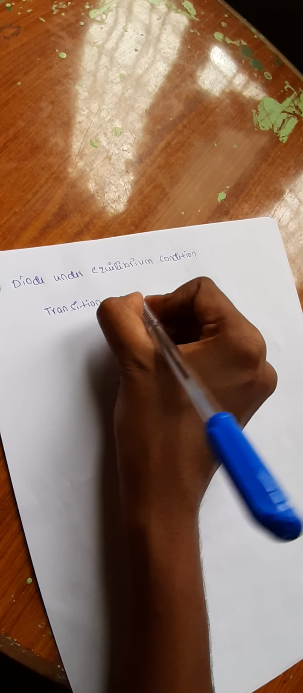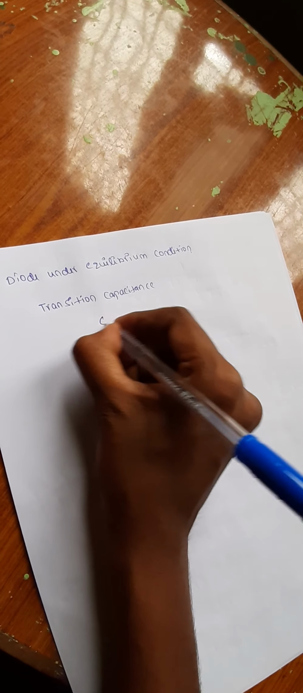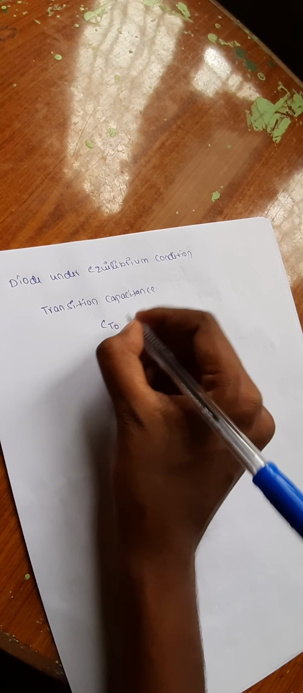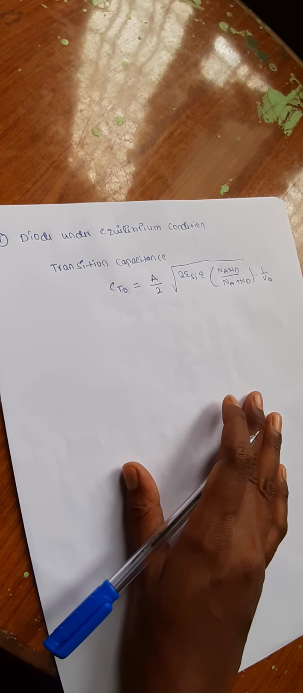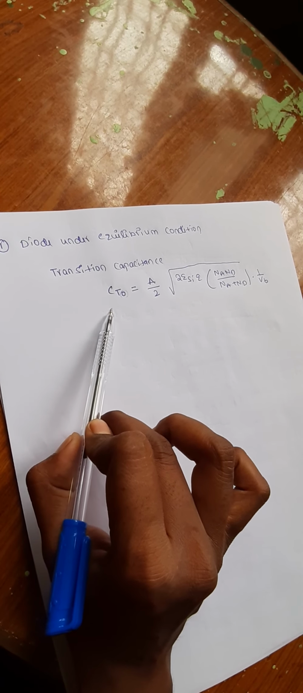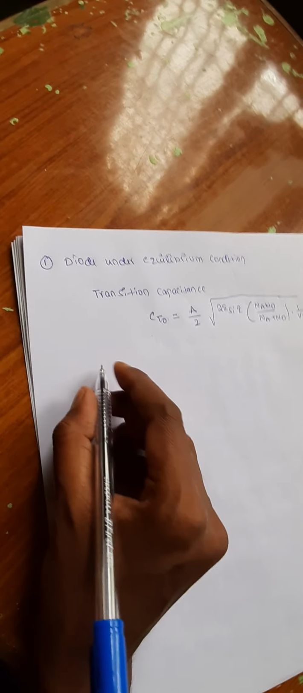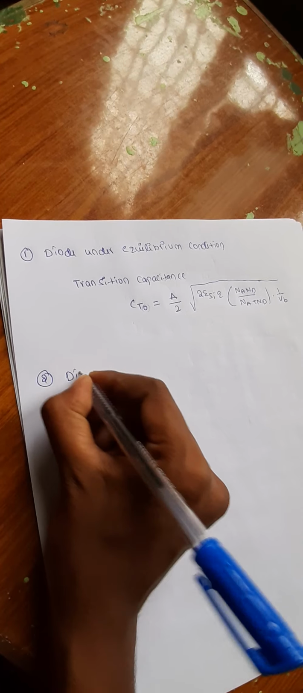Okay, transition capacitance Ct0, because I am using this zero under the equilibrium condition. Okay, Ct0 is given by A by 2 square root of 2 epsilon si q, Na Nd by Na plus Nd, multiplied by 1 by Vb. Okay, under the equilibrium condition of the diode there exists only one capacitance, that capacitance is nothing but a transition capacitance, and it is given by this one. Okay, so then second one, diode under forward bias condition.